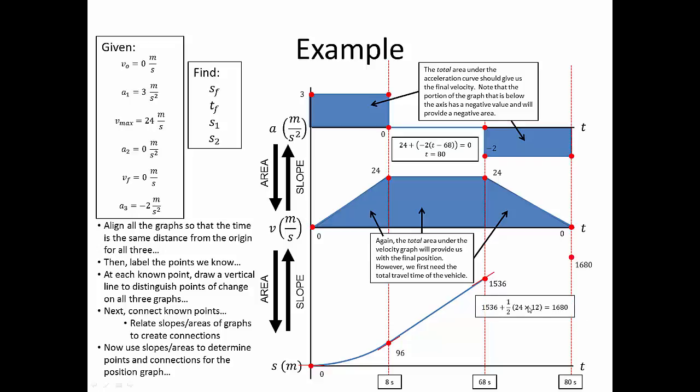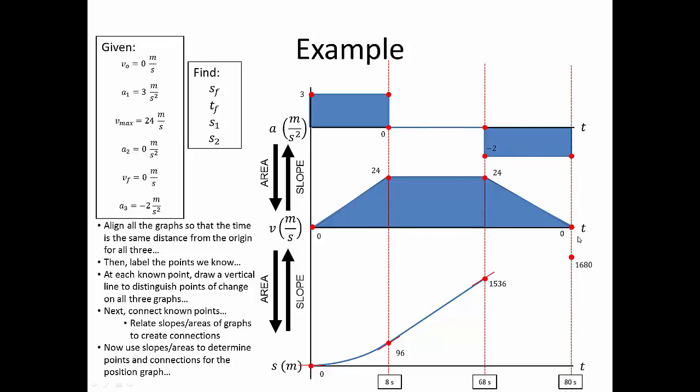Once I have that, I can calculate this last bit of area and add it to the value that we already have, which is this area. So this area is represented by 1,536, and I'm going to add 1/2 the base times the height of this triangle. So we've got 1/2, 24 times 12. The 12 is simply the difference between 68 and 80. When I calculate that, I get a value of 1,680, which is my final position.